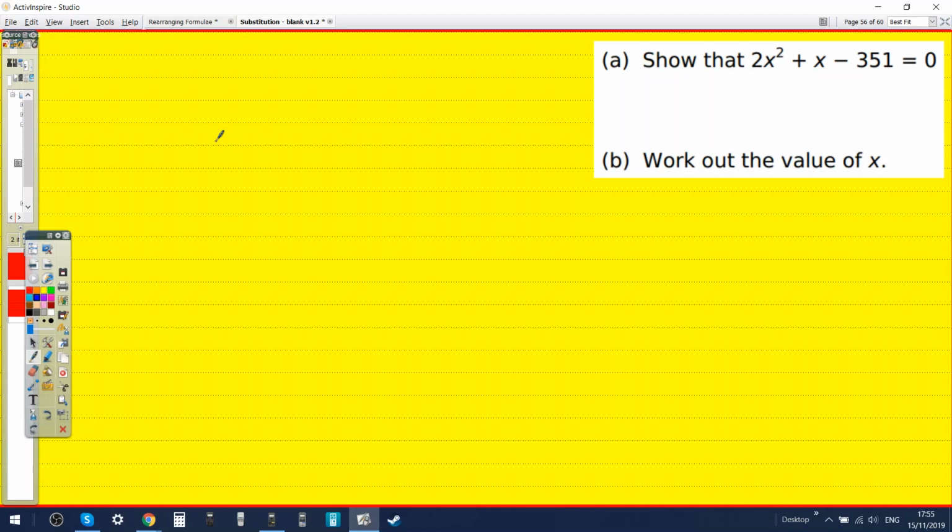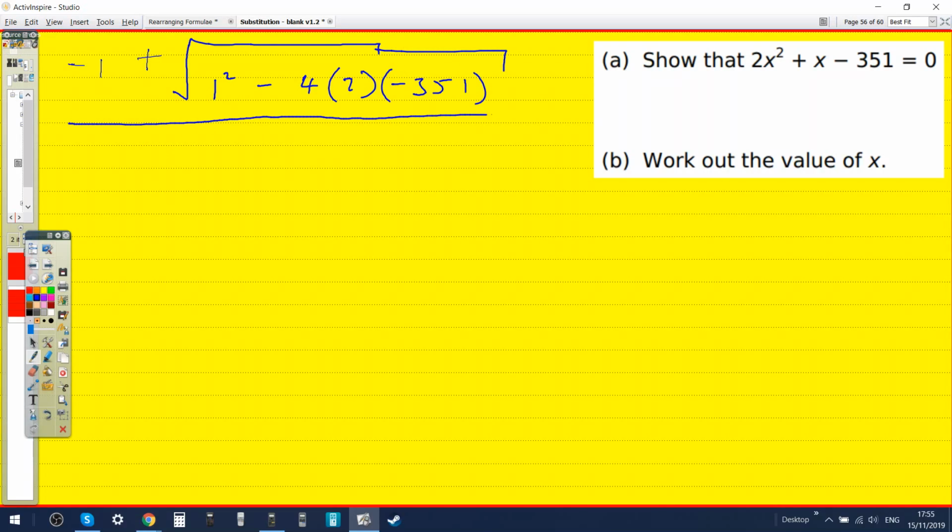So minus 1. Sorry, minus 1 plus the square root of minus 1 squared. So I'm just going to put it as 1. Minus 4ac, so 4 times 2 times c, which is minus 351, over 2a, which is 4. 13 I got. Is that full marks? No, I need to do same with minus.